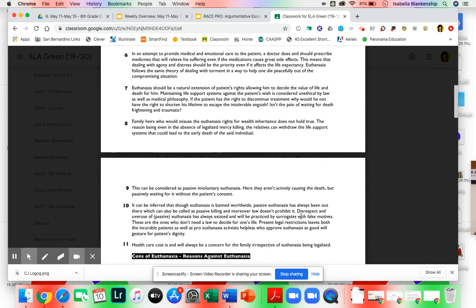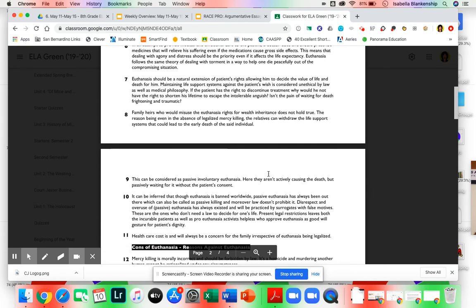Family heirs who would misuse the euthanasia rights for wealth inheritance does not hold true. The reason being, even in the absence of legalized mercy killing, the relatives can withdraw life support systems that could lead to the early death of the said individual. This can be considered as passive involuntary euthanasia. Here they aren't actively causing the death, but passively waiting for it without the patient's consent. It can be inferred that though euthanasia is banned worldwide, passive euthanasia has always been out there, which can also be called as passive killing, and moreover, law doesn't prohibit it.